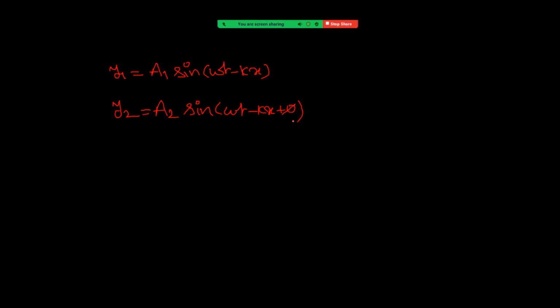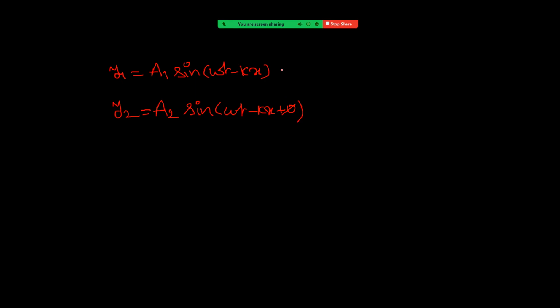Okay, so we are taking two waves traveling in the same direction having the same frequency. We can see here we have taken the same omega and omega. That means both have the same frequency. And omega t minus kx, and this also omega t minus kx, so both are propagating along the positive x direction. And phi is the phase difference between those two waves.